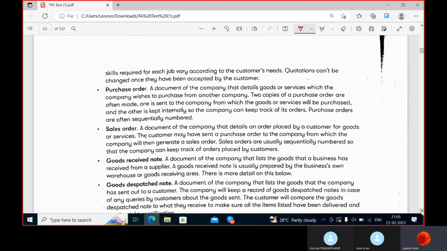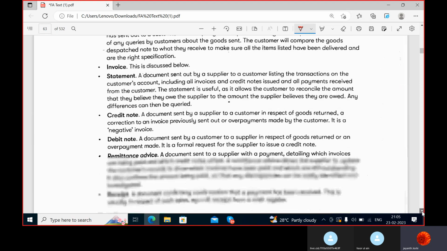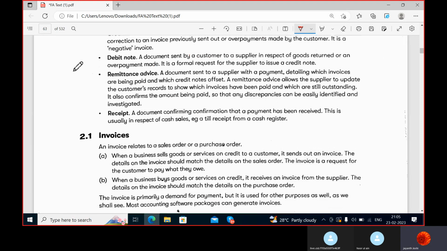So these are the things which we have discussed, and that is the end. So remittance advice is nothing but a document sent to a supplier with a payment, okay. So suppose this is A and this is B, and B is the supplier to A. So I'll write here supplier. So A will send remittance advice to B, a document sent to a supplier with payment. That means A will make the payment and send the remittance advice to B, detailing which invoices are being paid and which credit notes offset.